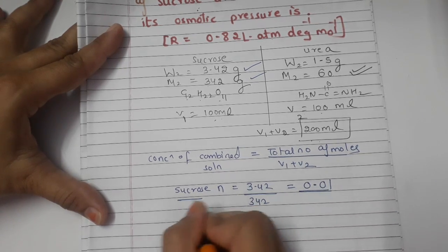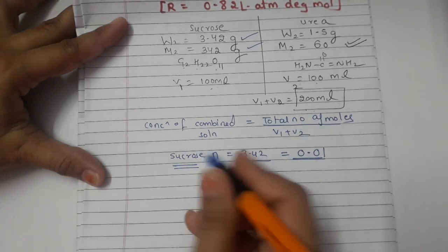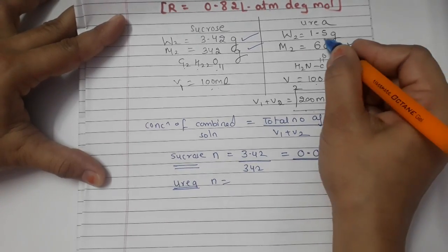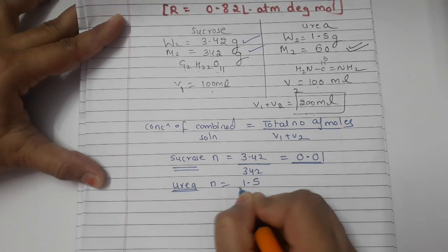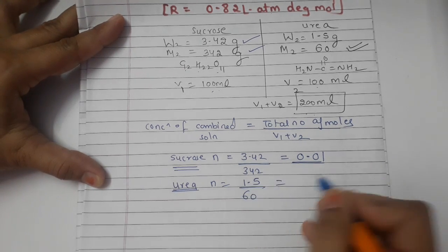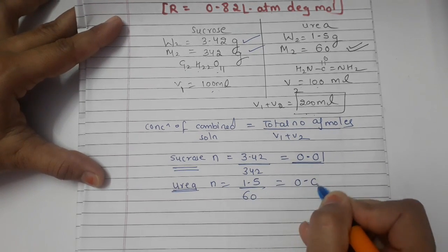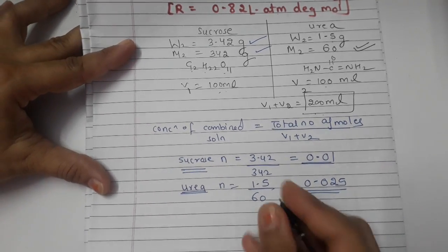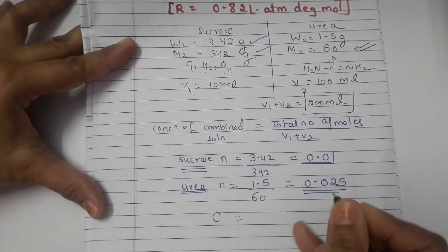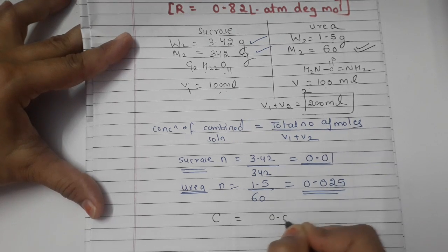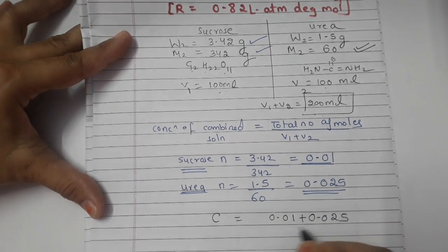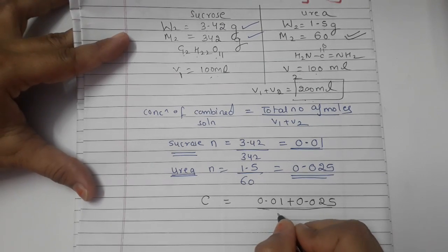So I got 0.01 for sucrose. Now we will find out for urea also. For urea, the number of moles would be 1.5 upon 60, that is 0.025. Concentration of combined solution is equal to total number of moles, so 0.01 plus 0.025, upon V1 plus V2.